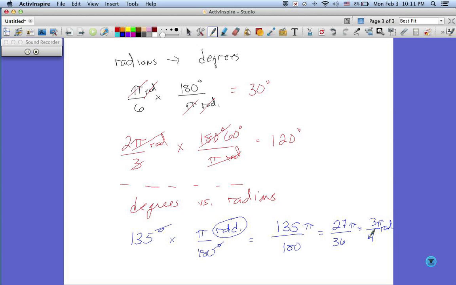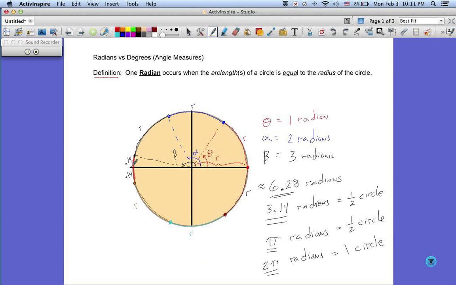3/4 of pi. Let's go back to our circle. We're saying that 3/4 of pi is equal to 135 degrees. Well, if pi is right here, 1/2 revolution is pi. 135 degrees is here. Does that look like 3/4 of pi? It certainly does. Let's take it in the highlighter. I mean, that's pretty easy to see. That's 135 degrees.